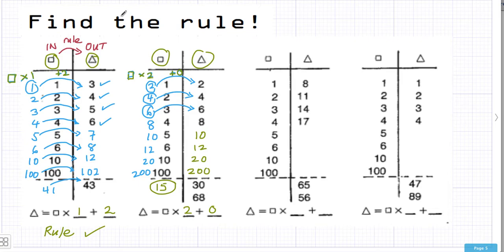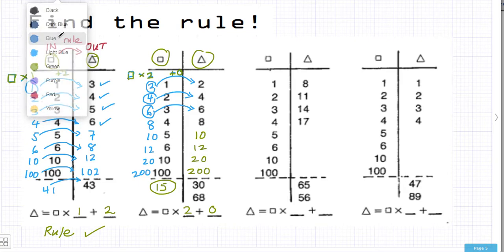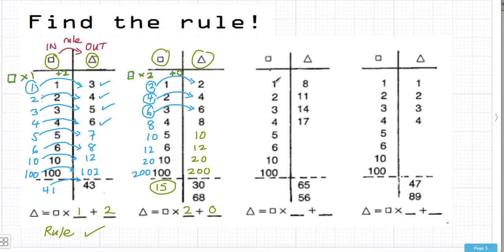This next one, same idea. I'm going to start with multiplying. Now a nice trick with this is multiply by something that gets you close to here. So 1 times 1 is going to be quite far away from 8. So I might try something like 1 times 4 or 1 times 3 or 1 times 5. I'm going to do 1 times 3, or square times 3, but you could do anything here, just probably don't start with times 1. So 1 times 3 is 3, 2 times 3 is 6, 3 times 3 is 9, 4 times 3 is 12, 5 times 3 is 15, and so on.